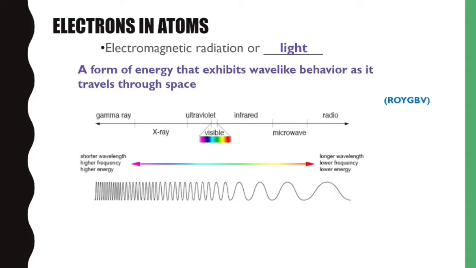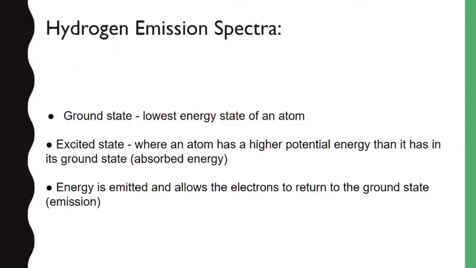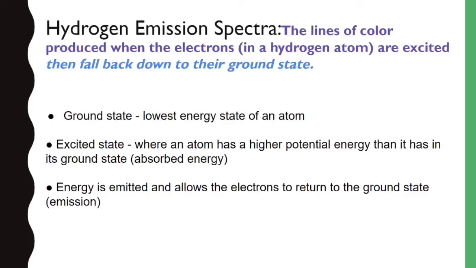What we're going to be focused on more is how this light is produced from atoms, and more specifically, Bohr's flame test that helped us understand the energy levels of the atom. So we're going to talk a lot more about that hydrogen emission spectra that Bohr was studying. A hydrogen emission spectrum is some lines of color produced when the electrons in a hydrogen atom are excited. Those electrons jump up and get excited and then fall back down to their ground state. And that's how that emission spectra is created.